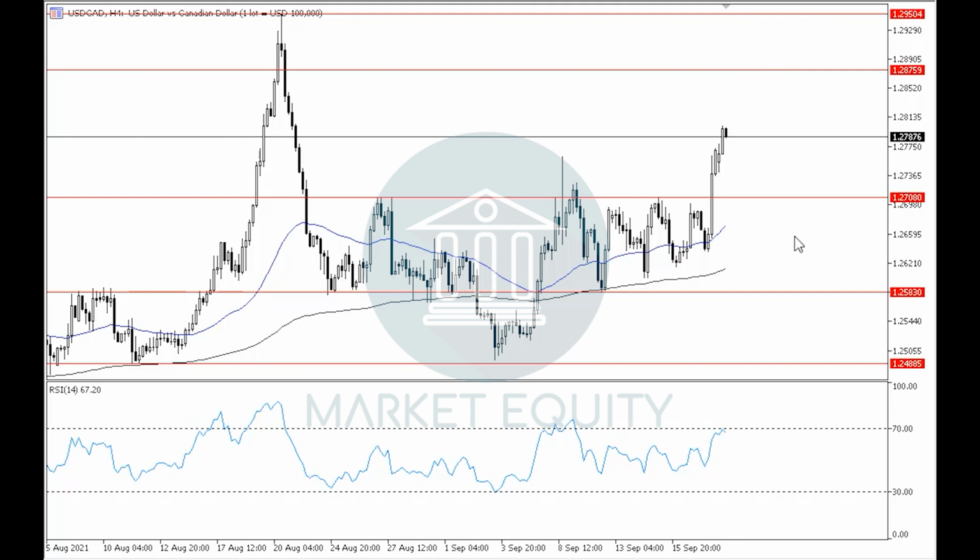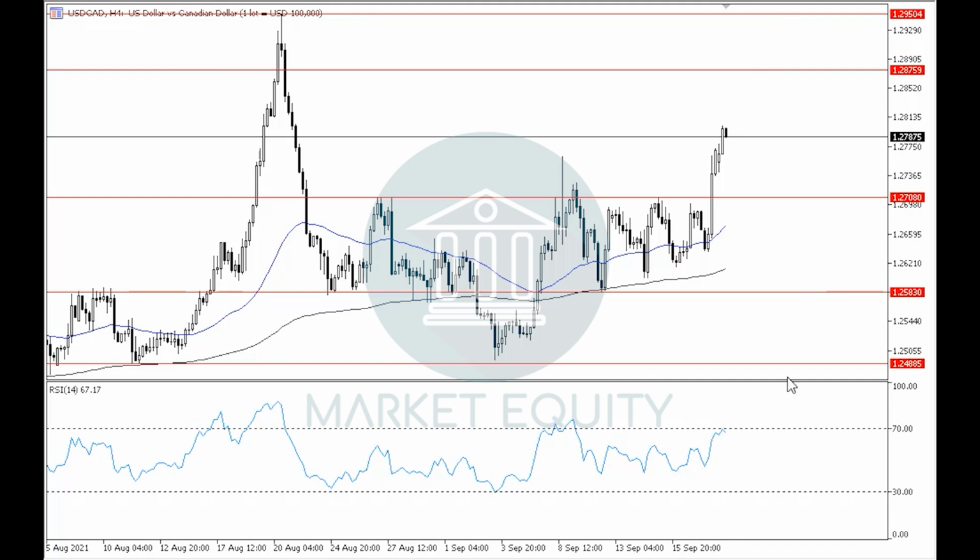Recently, the pair broke upwards to level 1.2710 and started an uptrend in the 4-hour time frame, which, by holding above this level, will support the continuity of the uptrend in the 4-hour time frame as well as the targeting of around level 1.2875, then 1.2950 as primary targets in the current uptrend in the 4-hour time frame.